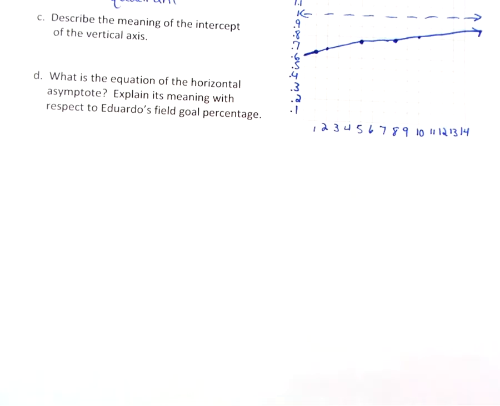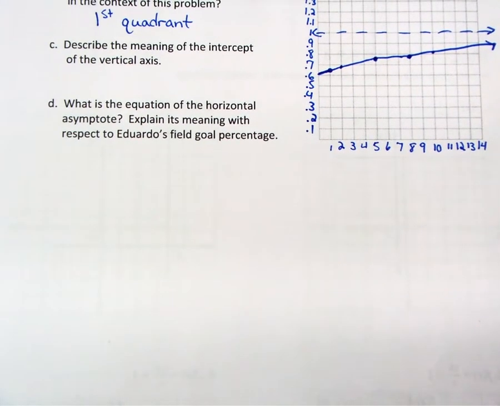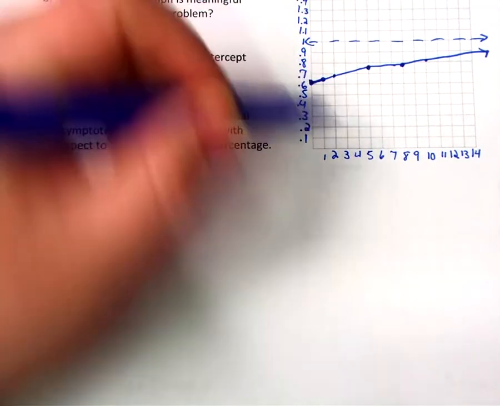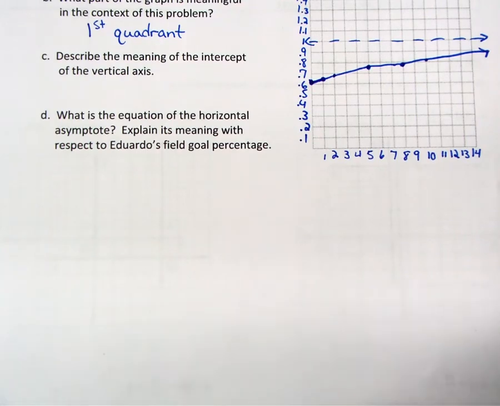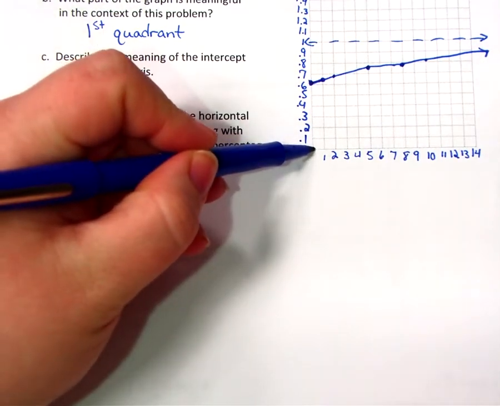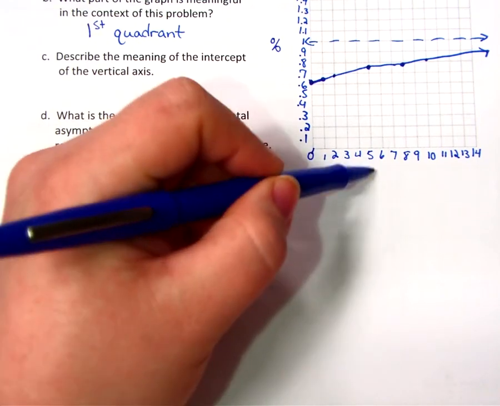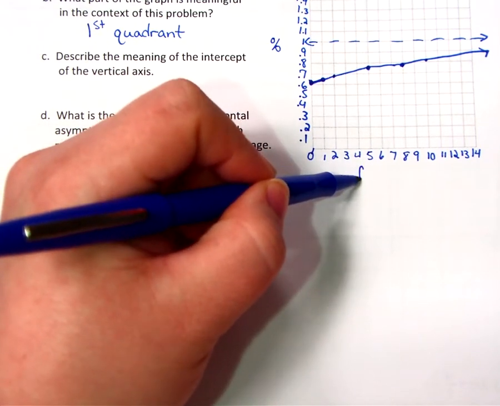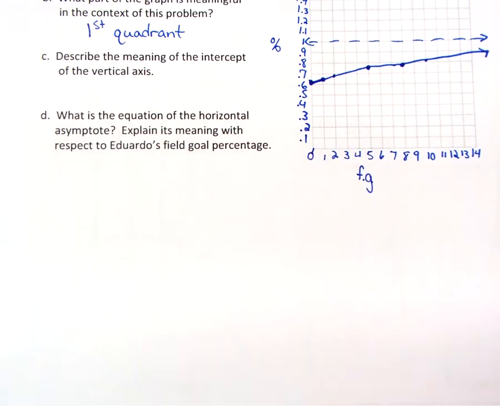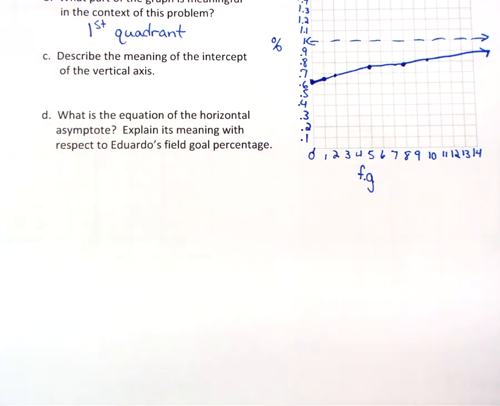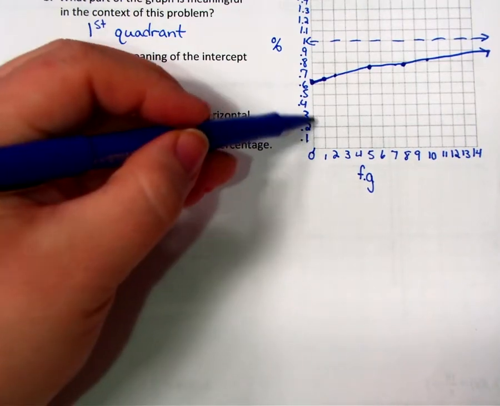Now the second part of this is asking me to describe the meaning of the intercept of the vertical axis. So that was at 0.64 according to the calculator. So that would mean at 0 consecutive field goals, because remember this is his field goal percentage. This is his number of field goals. So at 0, if he makes no more field goals, he doesn't make any more attempts or anything of that nature, that represents his current field goal percentage.